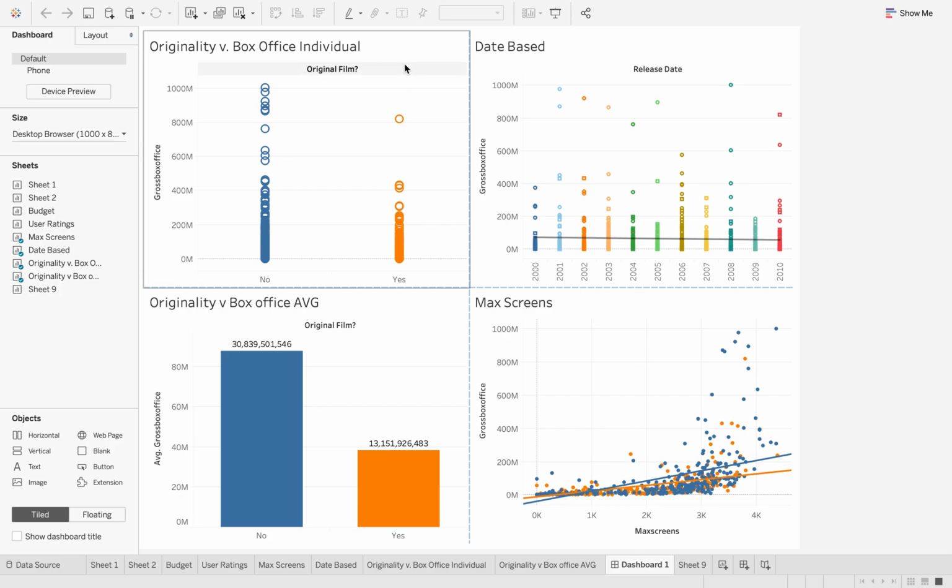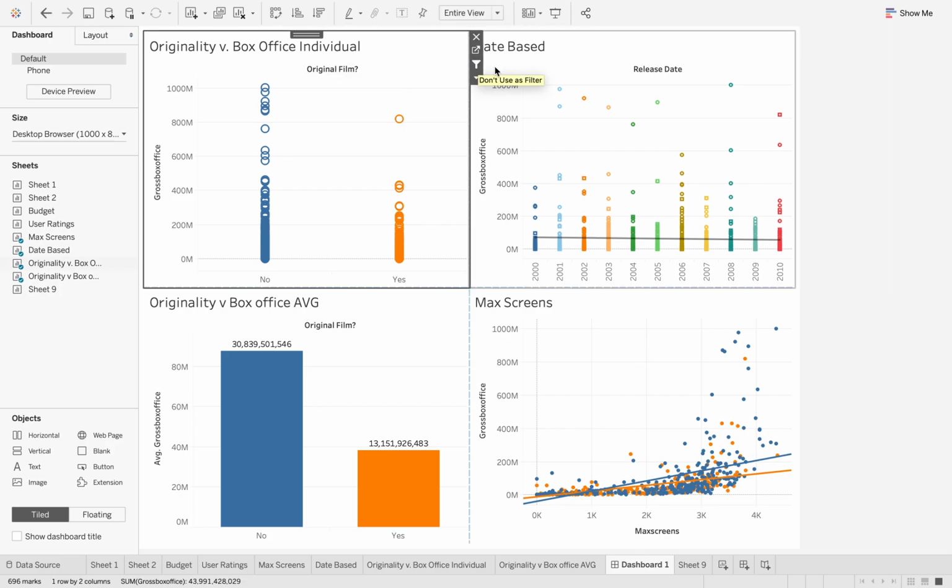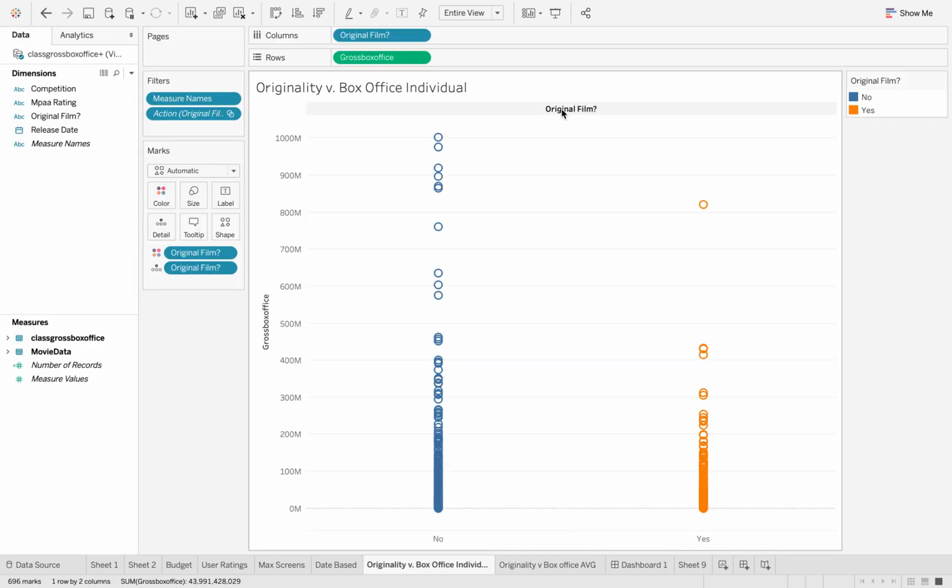The originality versus box office individual graph, if I can pull it up here, shows each individual movie, its gross box office totals, and the left column is movies that are not original, and the right column is movies that are original. The left column obviously has a lot more outliers, as you can see, outliers being ones that are a bit higher up, made higher gross box office totals. They took in more money overall. So that seemed to be a pretty obvious trend to me from this graph, that movies that aren't originals tend to make more money in the box office.